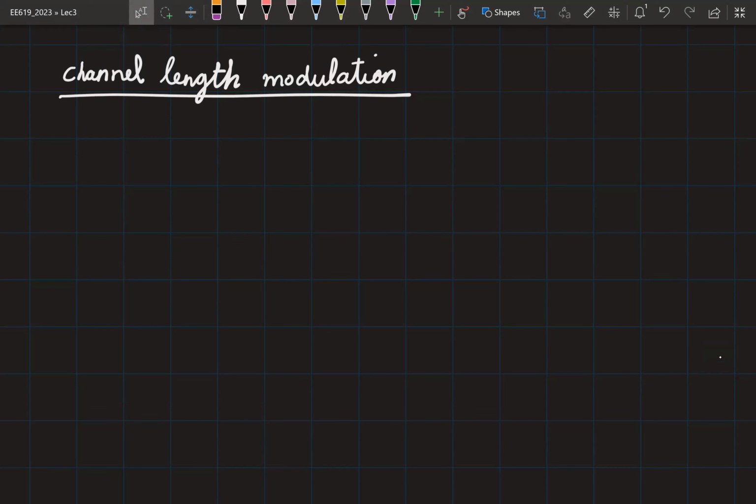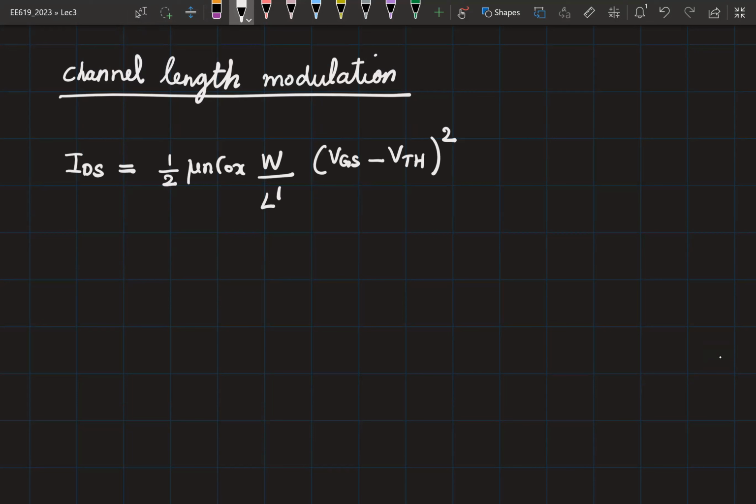Now let us get back to the derivation. So if you remember, when we derived the current, the original expression that we got was half mu n COX W by L dash into VGS minus VTH the whole square. And then we said that this L dash is nothing but some length minus delta L.